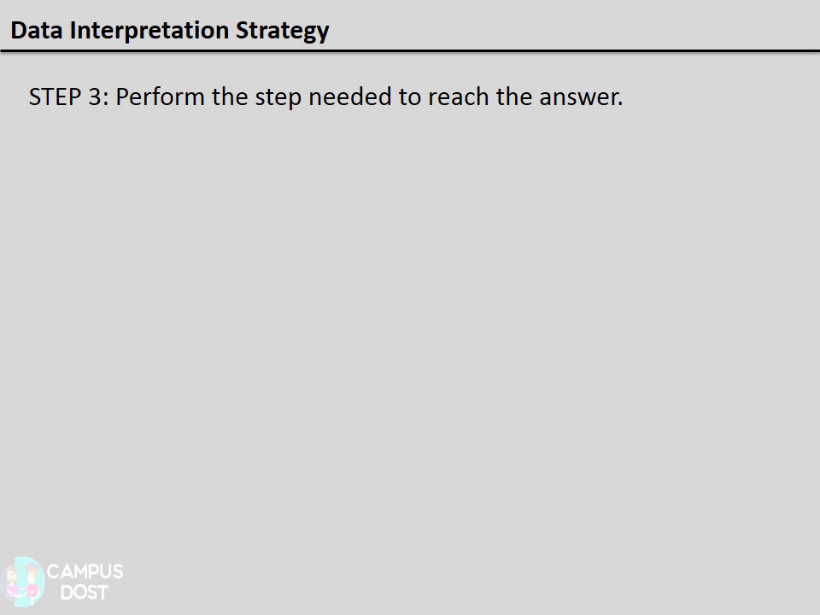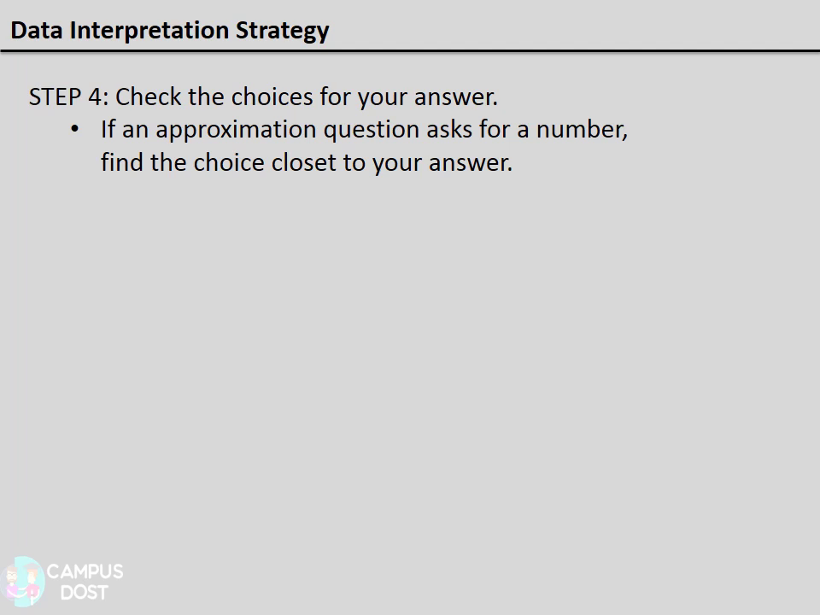So our next step is to perform the steps needed to reach the answer. Look for shortcuts to the answer and then indicate the correct form of the answer. Our next step is to check the choices for your answer. Before performing any calculation, indicate the correct form of the answer and the required degree of accuracy. Just take the useful information from the data and perform your calculation on that. If an approximation question asks for a number, find the choice which is closest to your answer.